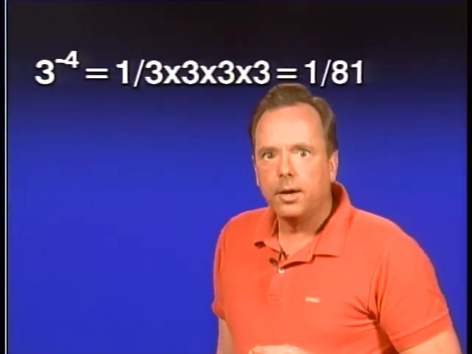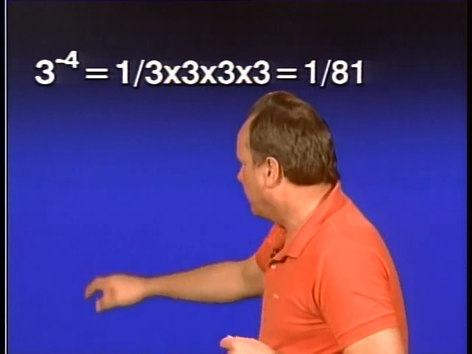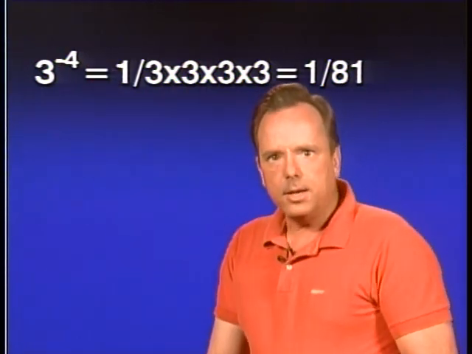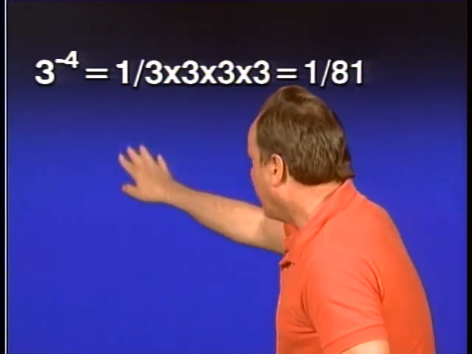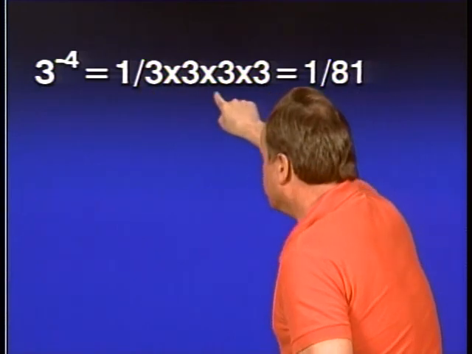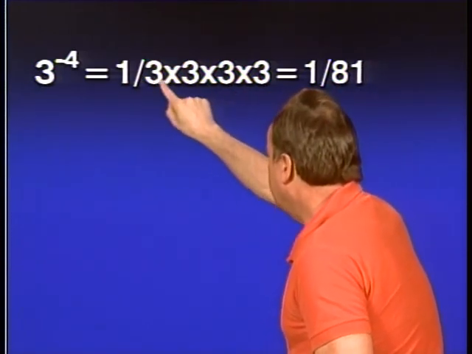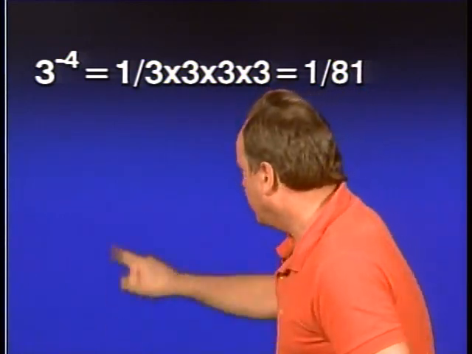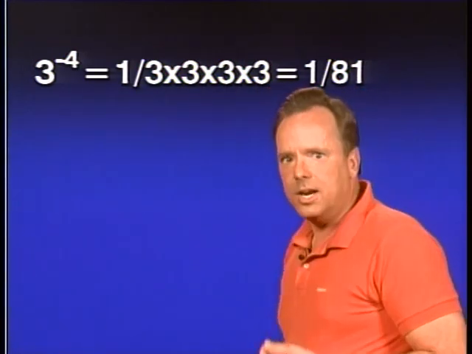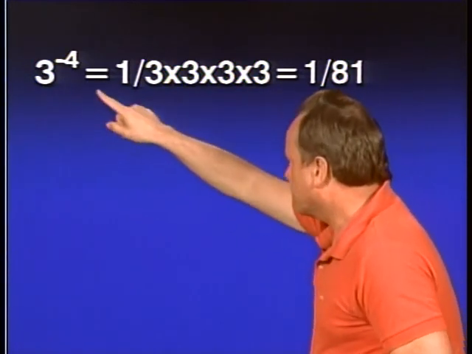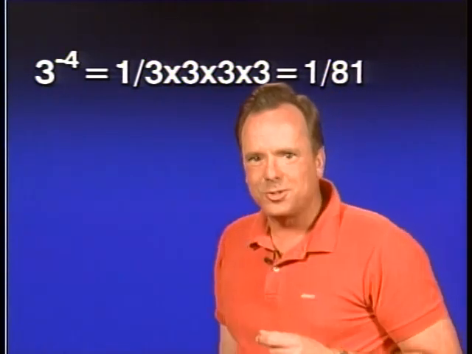Now, here comes a tricky one. What does 3 to the negative 4 power mean? 3 to the minus 4 power. Well, that means 3 is used as a factor 4 times, but it's 1 divided by 3 four times. So it's 1 over 3 times 3 times 3 times 3. If you use your calculator, 3 times 3 times 3 times 3 is 81. And it means 1 divided by 81. So that's 3 to the minus 4 power. You're going to see that later on.